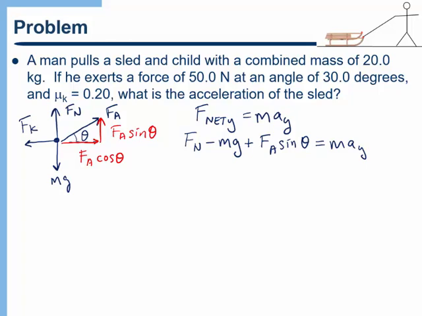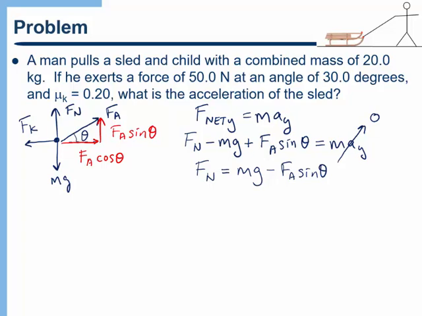Now in this example, again, the sled is not lifting off the ground or going down into the ground, so it's not in fact moving at all in the y direction, and so we can conclude that the acceleration is 0. Therefore, I can rearrange my formula and solve for the normal force. The normal force is mg minus Fa sine theta. And notice, as we looked at in a previous slide, the normal force is going to be less because that person is not only pulling to the side, but pulling up on the sled. And we know that that's going to minimize our friction.